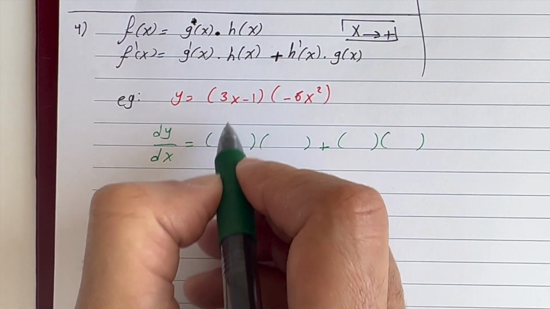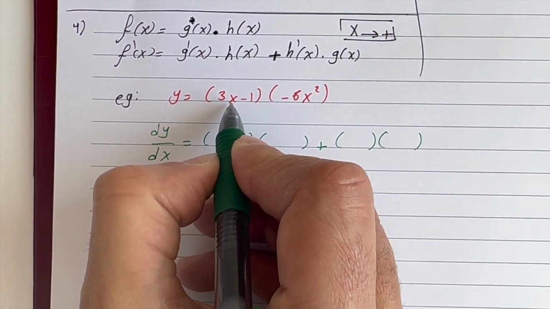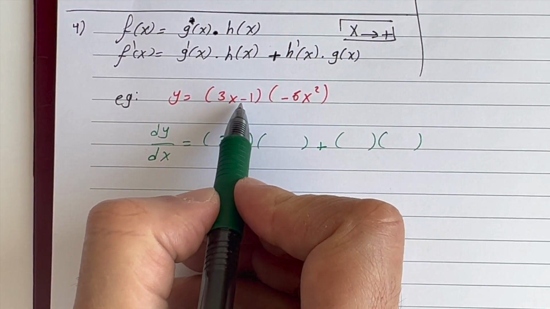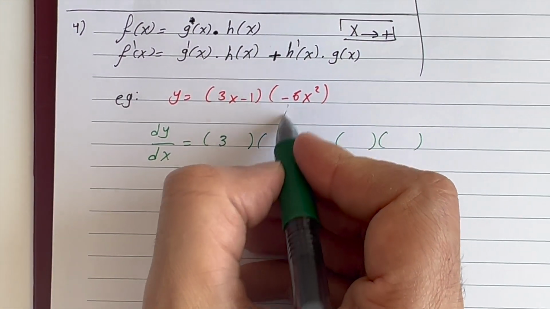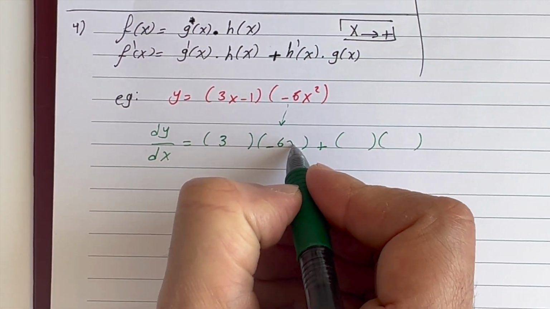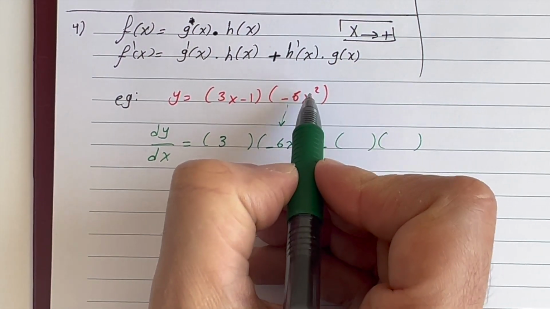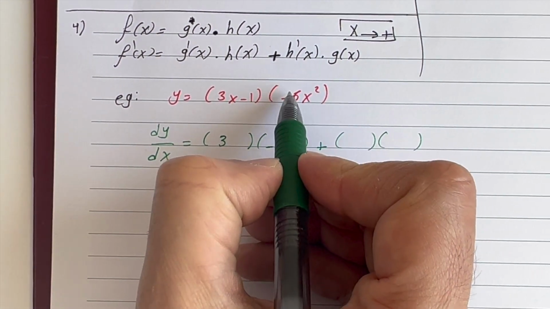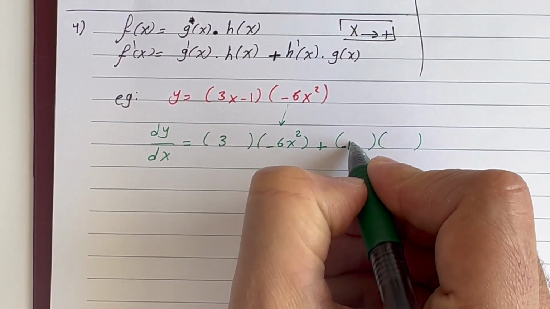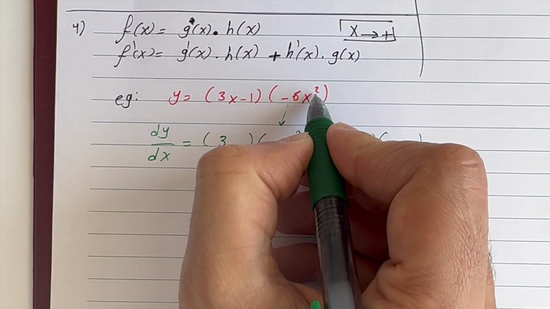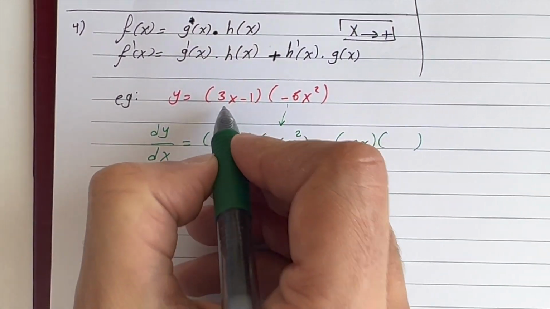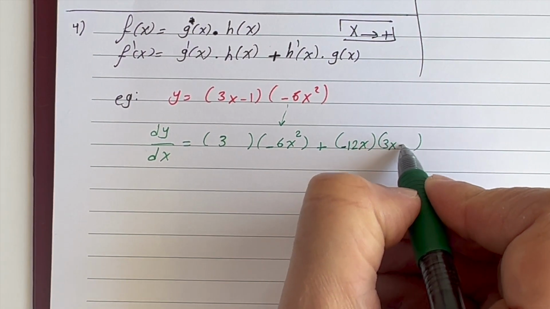So the derivative of the first one is 3, so we get rid of x, and the derivative of -1 is 0. Now times the second one as it is, don't take the derivative. Now plus the derivative of the second one. This is rule number 3. We drop the number 2 down and we multiply it by -6, so -12x, and we subtract 1 from the power, x to the power 1, times the first one, 3x minus 1.